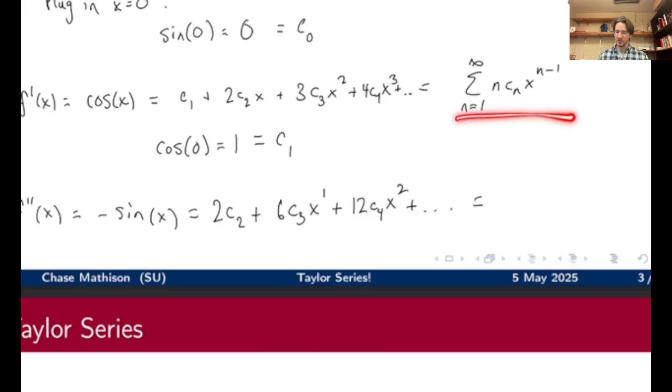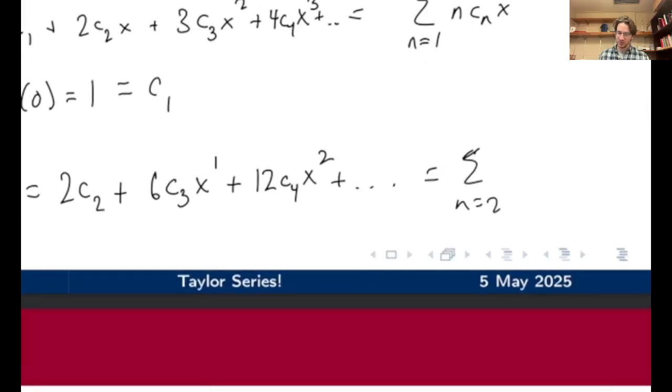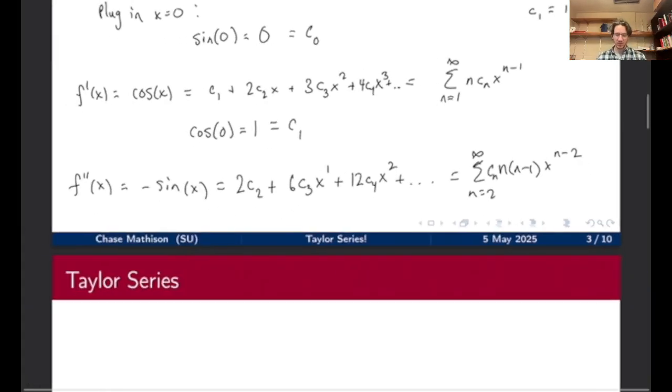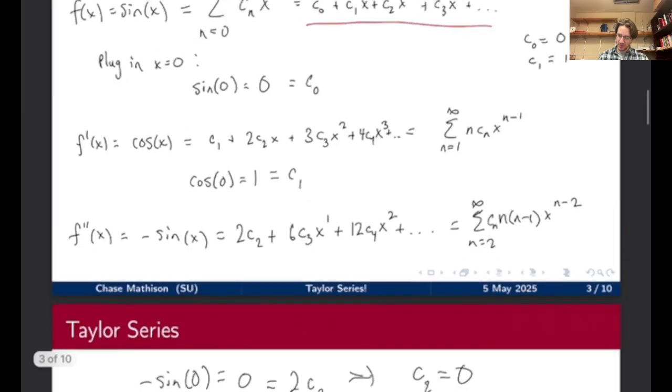And it's actually, in my opinion, easier to differentiate this. The only thing to remember is you need to increase the starting index by 1. So this gives me the sum n equals 2 to infinity of n times n minus 1, x to the n minus 2 times cn. Sorry about that. There we go. And again, we're going to plug in the center. When I plug in the center on the left, I get negative sine of 0, which is 0. And on the right, everything except for the constant term goes away. And so I get 2c2 equals 0. And so this tells me c2 is 0.